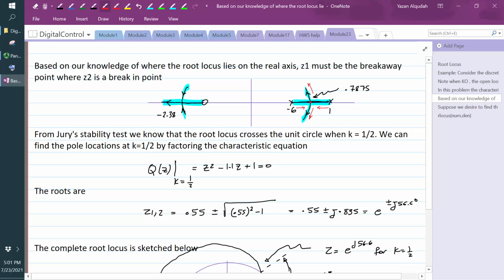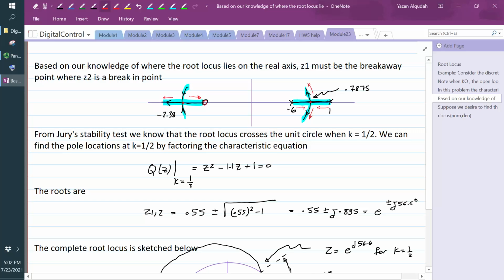Now, since this is a breakaway point, the other point is going to be a break-in point. The two branches are going to come in together, and as the gain continues to increase, as it goes to infinity, one of the branches is going to end at this 0, and the other branch is going to end at a 0 at infinity, negative infinity.